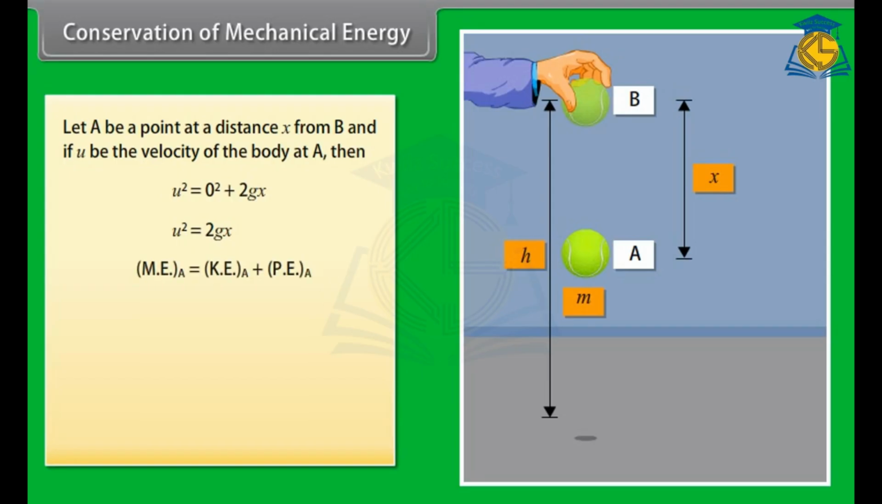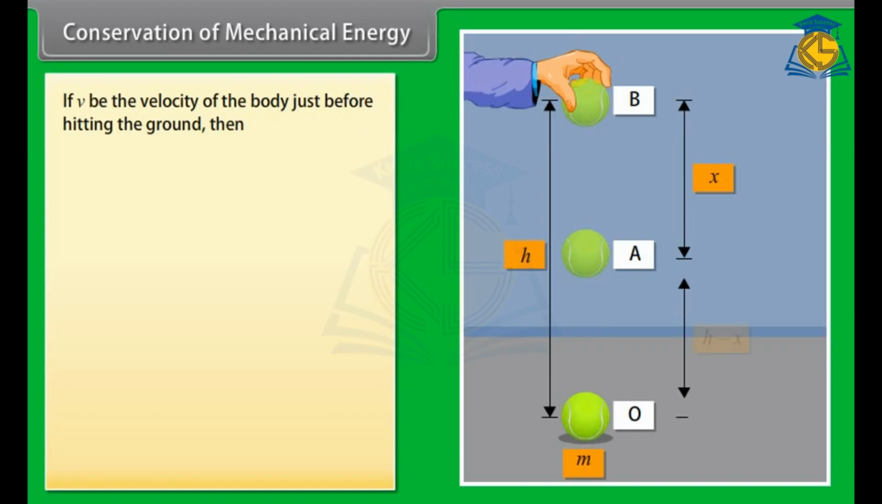Mechanical energy of the body at A is equal to the kinetic energy of the body at A plus the potential energy of the body at A. By calculating it, we get the mechanical energy of the body at A is mgh. If v is the velocity of the body just before hitting the ground, then v² = 2gh.